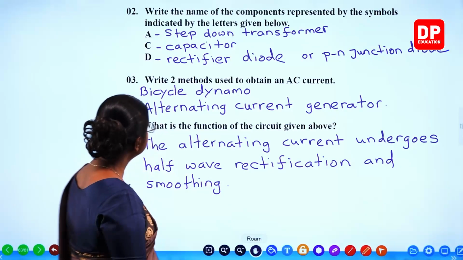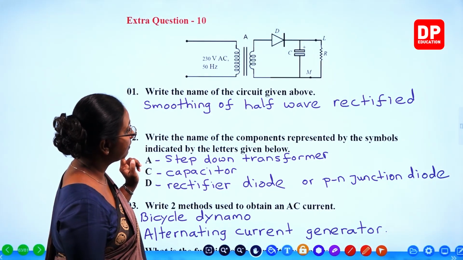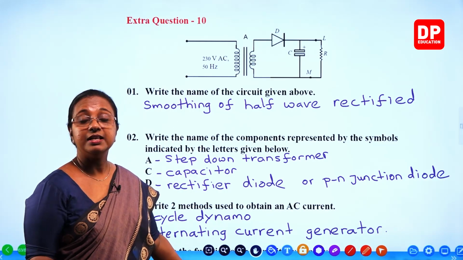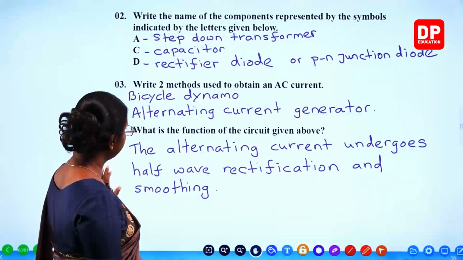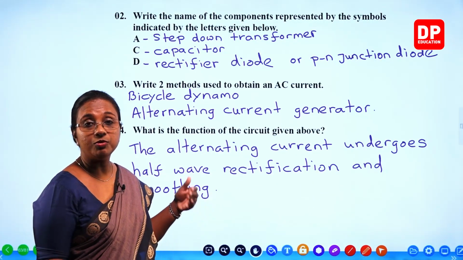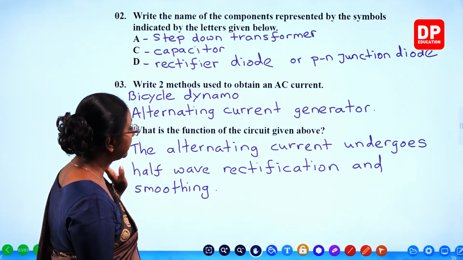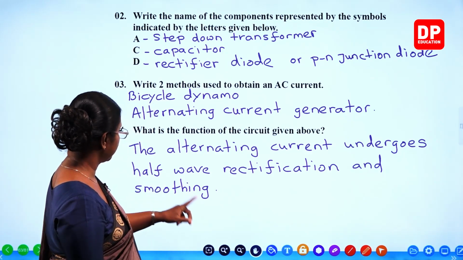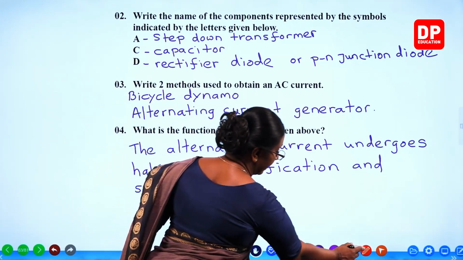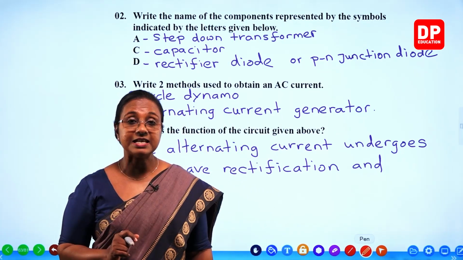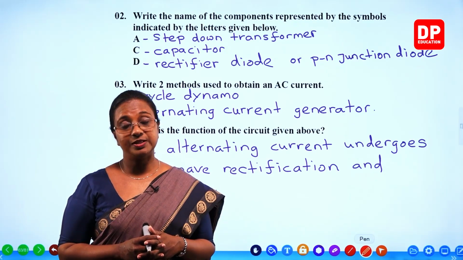Now here, since I have already written the name there, smoothing of half wave rectified, because of that I didn't write the same name for the last question. I have written the function in a little bit more elaborate manner. So the alternating current undergoes half wave rectification and smoothing. Is that clear, student? So with that, I am going to end this chapter, and in the next chapter also I will discuss some more extra questions with you.